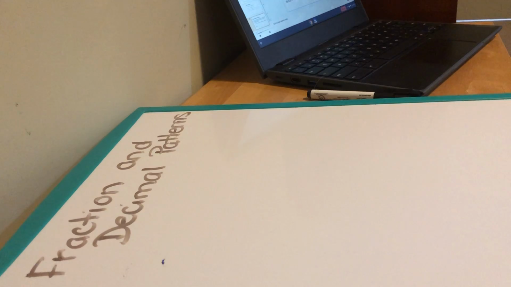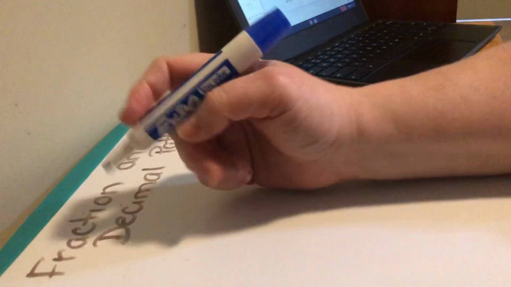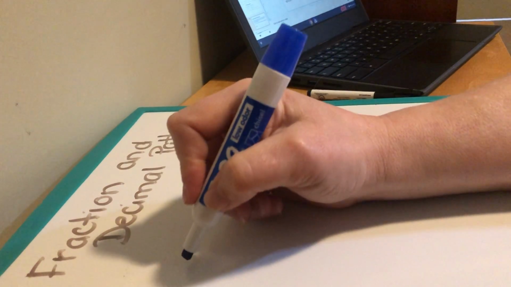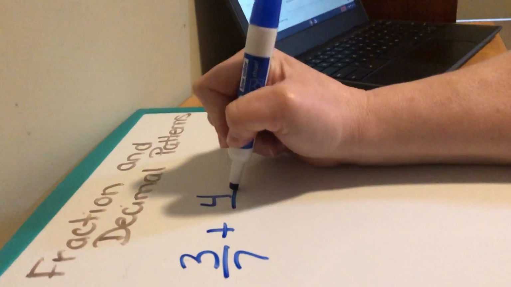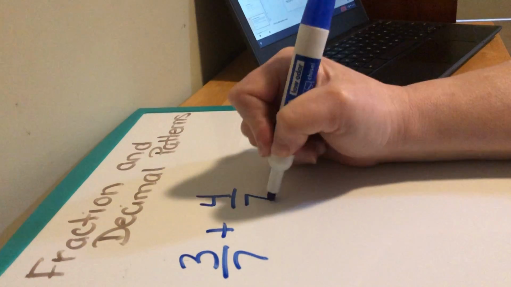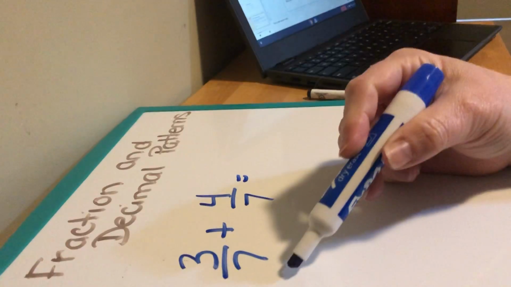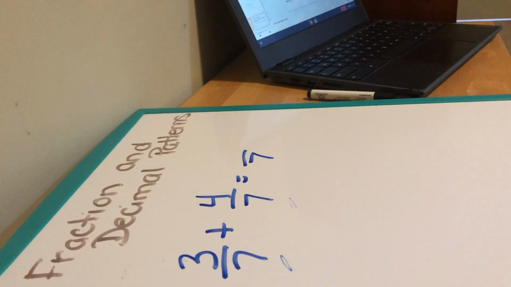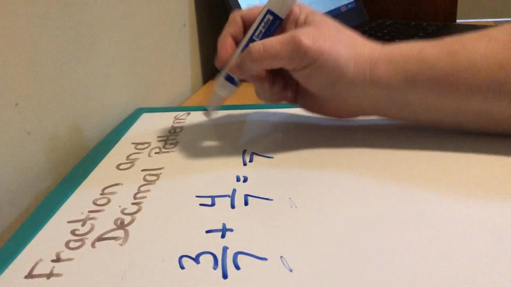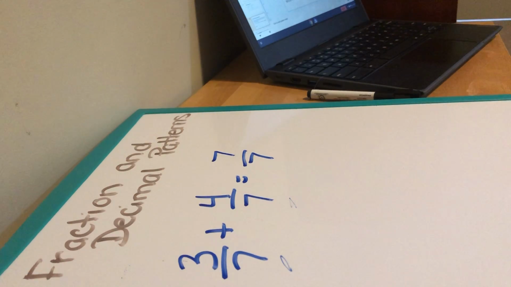All right, so we know how to add fractions with like denominators. If we have 3/7 plus 4/7, as long as the denominators are the same, the denominator in our answer is the same, and I simply need to add the top. In this case, I get 7/7.